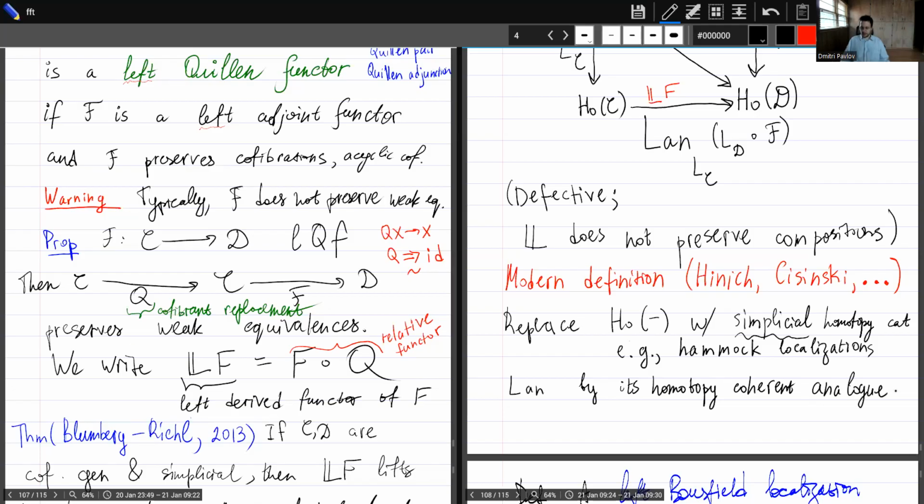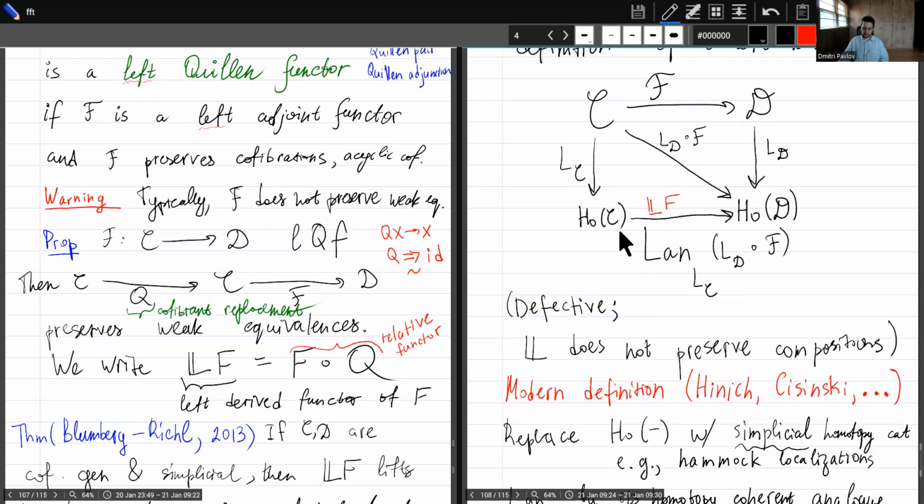And as it turns out, this definition basically fixes all the problems that we identified previously. First of all, it will no longer lose any information, because it will no longer discard information by passing to the homotopy category, since a simplicial homotopy category actually retains all the valuable essential information.